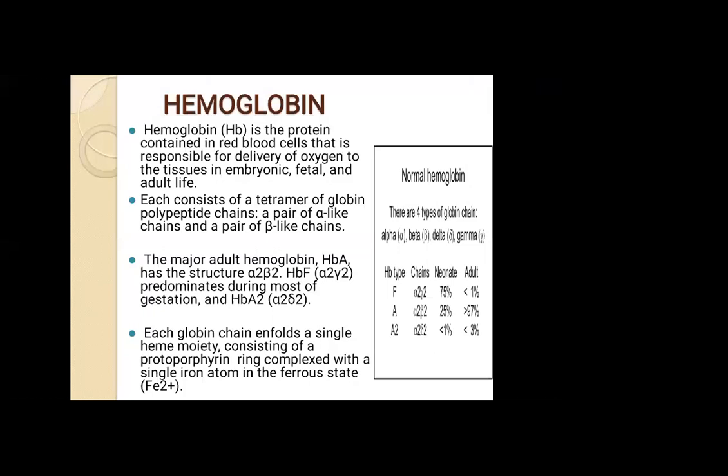So we have, for normal adult hemoglobin, hemoglobin A. We also have hemoglobin F, which has 2 alpha and 2 gamma chains. Hemoglobin F is found in newborns; its proportion is higher in newborns and also in the fetus. We also have hemoglobin A2, which is made up of 2 alpha chains and 2 delta chains. And each hemoglobin chain is enclosed in a heme of a porphyrin ring and iron, which is in the ferrous state.